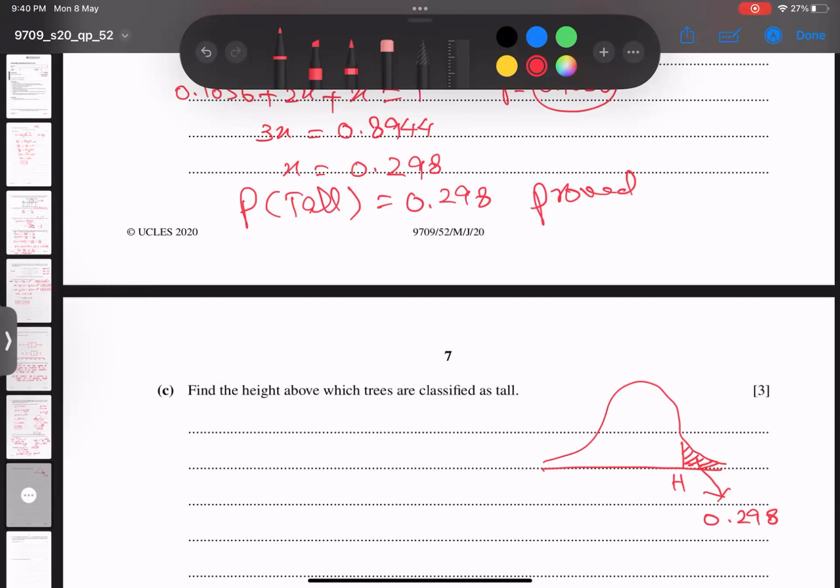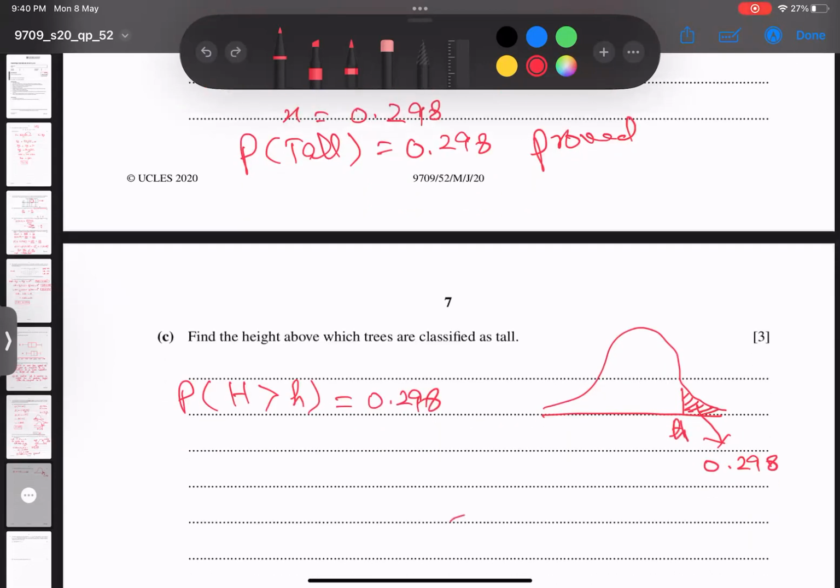It means the height bigger than a particular h, or you can say tall, is equal to how much? 0.298. We know it. Or I can take this as a small h. Now bigger than this is the probability given by him, and you know it, students. So how to find this other probability? Let's see if we can solve from here.